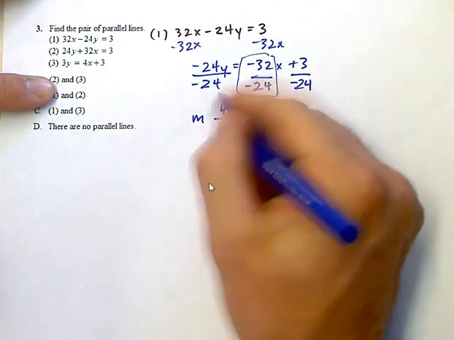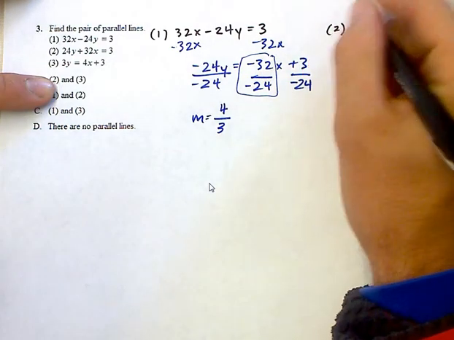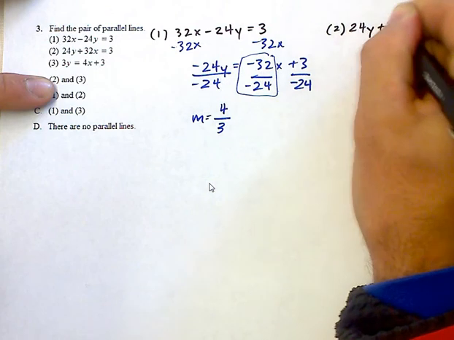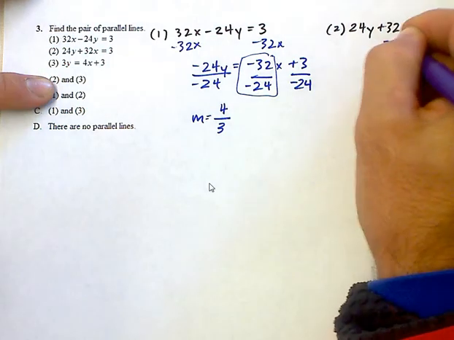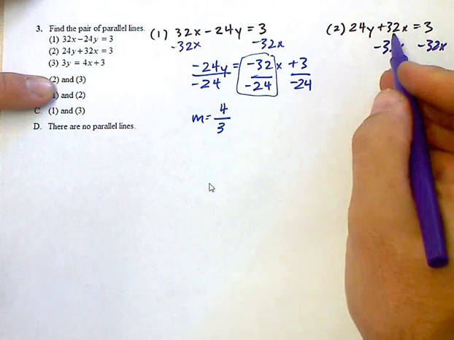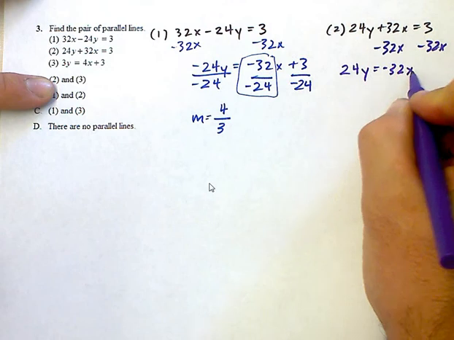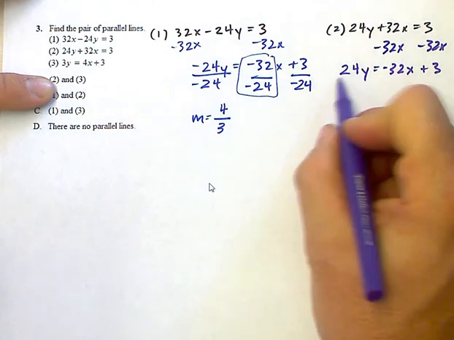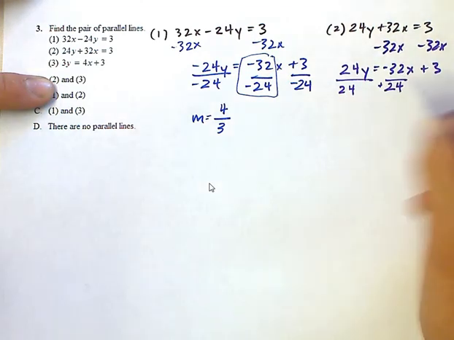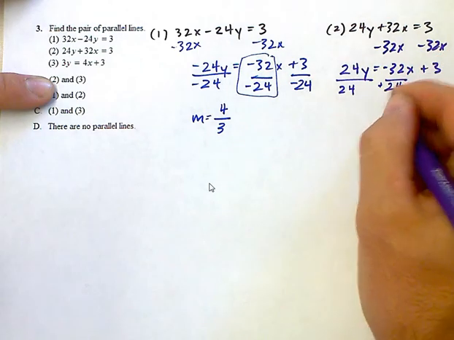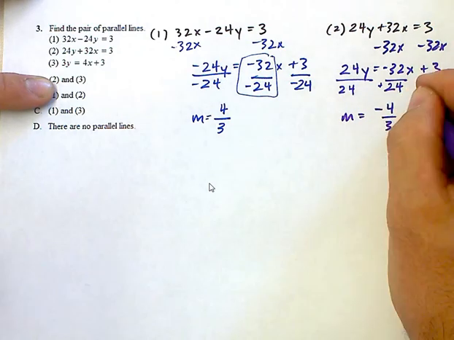Let's take a look at line 2. 24y plus 32x equals 3. And we always want to move the x first. We're trying to get y by itself, obviously, so we're going to move the x: 24y equals negative 32x plus 3. I'm almost certain this isn't going to be a match because I have a negative and a positive here, but let's take it all the way through and make this a negative 4 over 3 for my slope. I've reduced that by dividing by 8. That's how I got to the negative 4 over 3.